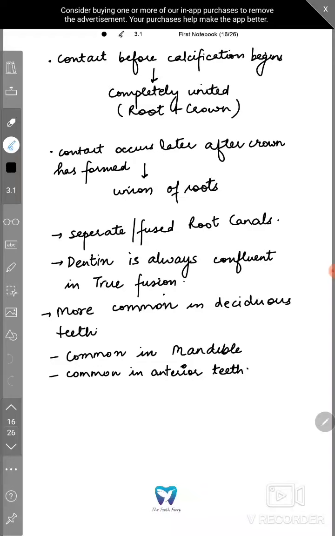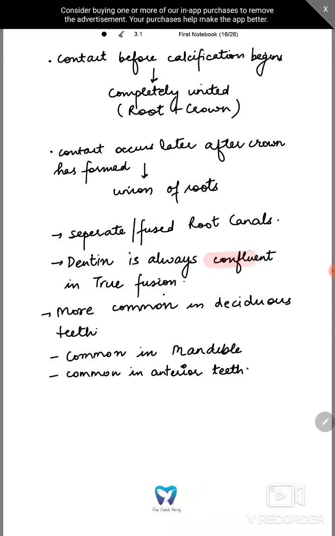Okay, इसमें एक important line है, dentine is always confluent in true fusion. That means dentine is always involved in true fusion. Like in concrescence we will read that in concrescence roots are just attached with the help of cementum. Dentine is not involved, but in fusion dentine is involved.